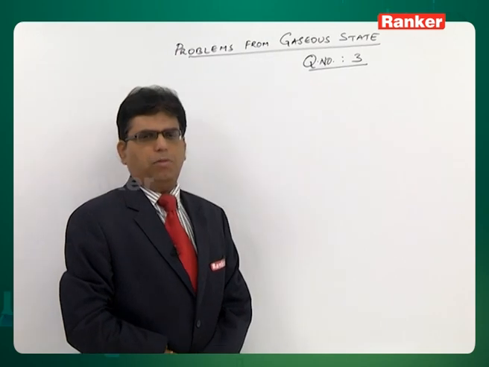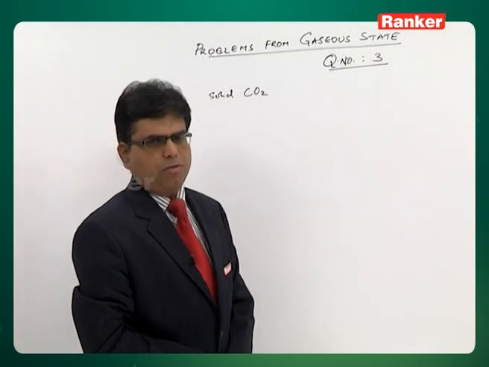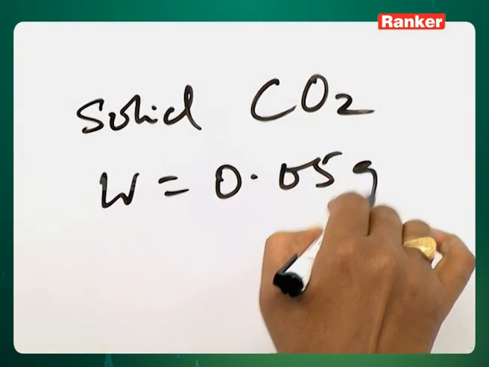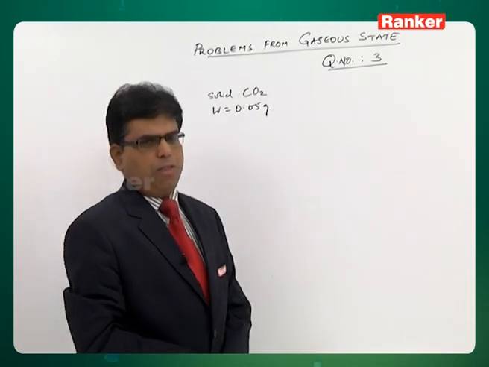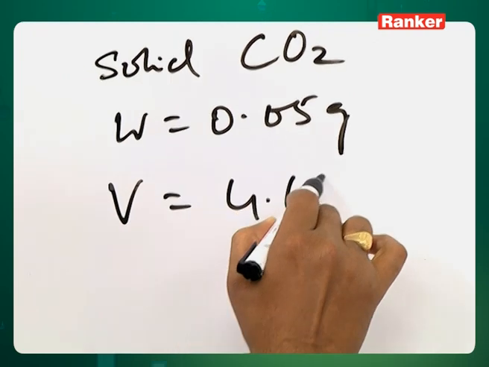Now, let us go to question number 3. Dry ice is solid carbon dioxide. Solid CO2 is taken, a 0.05 gram sample of dry ice. The weight of the dry ice is 0.05 grams. It is placed in an evacuated vessel of 4.6 liters. The volume of the vessel is 4.6 liters.